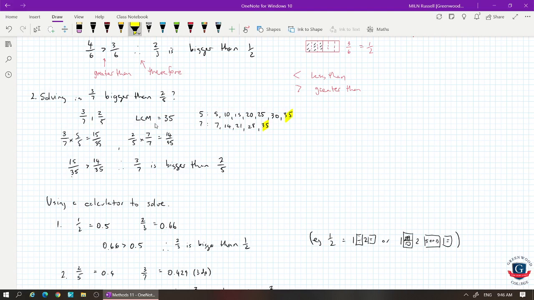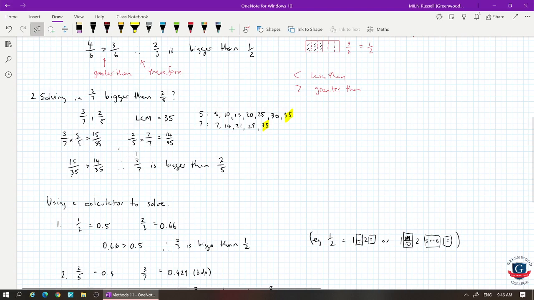So to get 7 to 35, we're going to multiply by 5. 7 5s are 35. If we multiply the denominator by 5, we need to multiply the numerator by 5 too. 3 times 5 gives me 15. The equivalent fraction of 3/7 is 15 over 35.